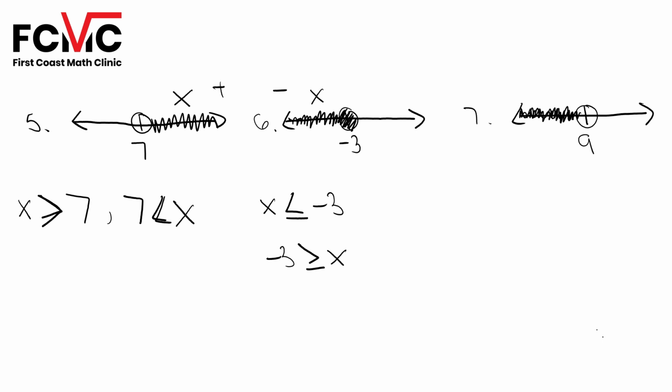And number 7, we've got an open circle at 9. And our inequality is shaded to the left. So it's towards our lower values, our smaller values. So we can have x is less than 9, or we can write this as 9 is greater than x. So two different ways we can write these inequalities.